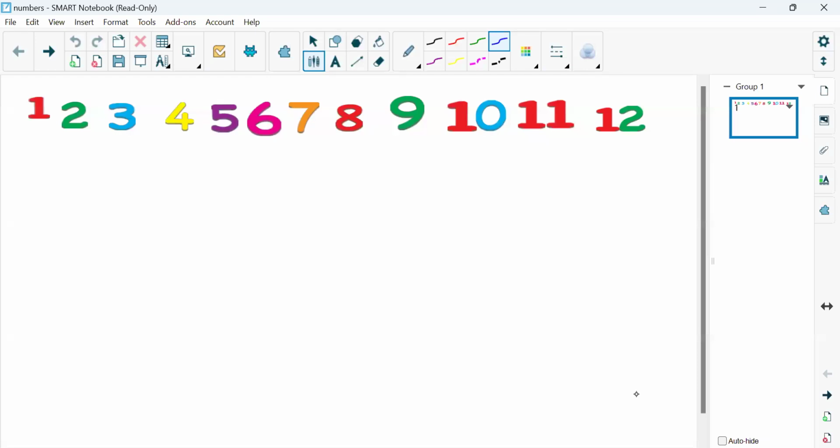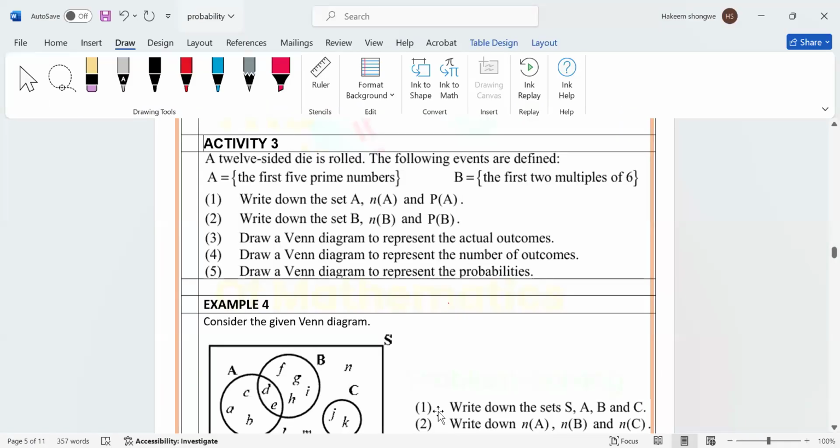So if you have this 12-sided die and they speak about the following, they say we should do the following with it. Number 1, they say event A is the first 5 prime numbers, and event B is the multiples of 6. Then they made it easy for us. They said first concentrate on A. Write down the set of A, then the number of A, and then the probability.